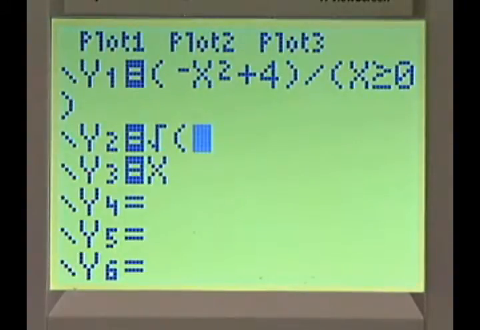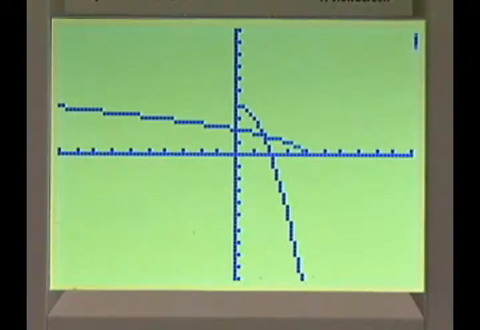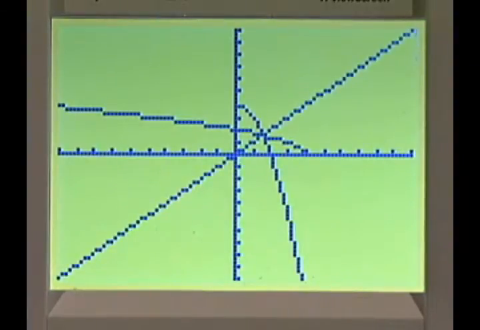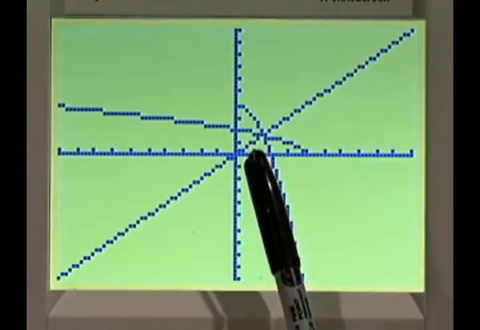The other function is the square root, so I'll select the square root key. Remember that there's already a parentheses there. Put in 4 minus x and close parentheses. I think this time we can zoom standard and get a pretty good graph. There's the function. There's the inverse and the line y equal x. Notice that y equal x splits the two functions in half. Where they intersect is on the line y equal x.